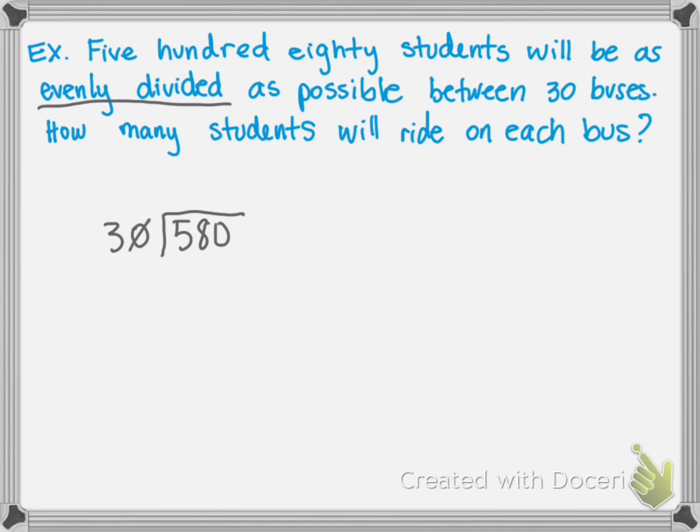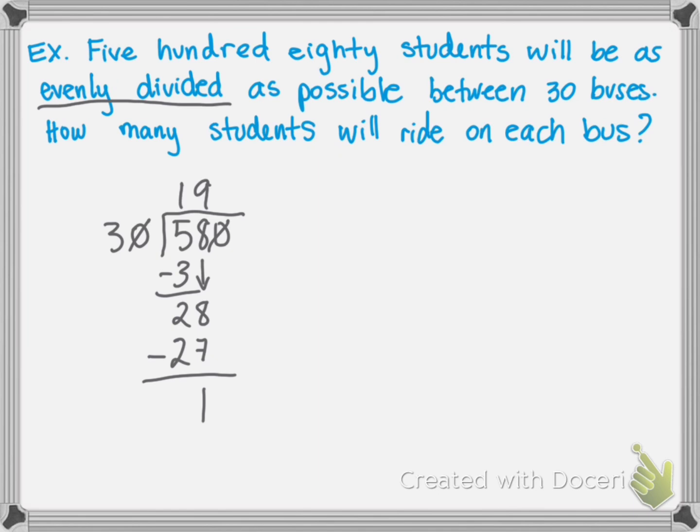Notice that I don't need the zeros. I can just cancel them. And this is 5 divided by 3 is 1. And I subtract, and that's 2. Bring down the 8. So it's 28 divided by 3, which is 9. 9 times 3 is 27. And when I subtract, I have 1 left.